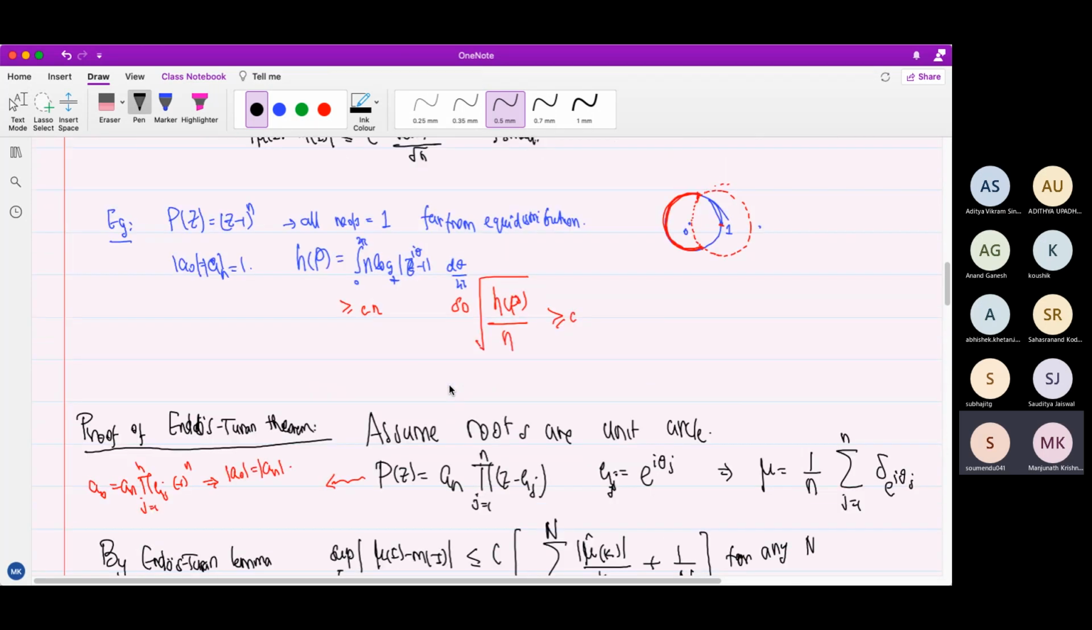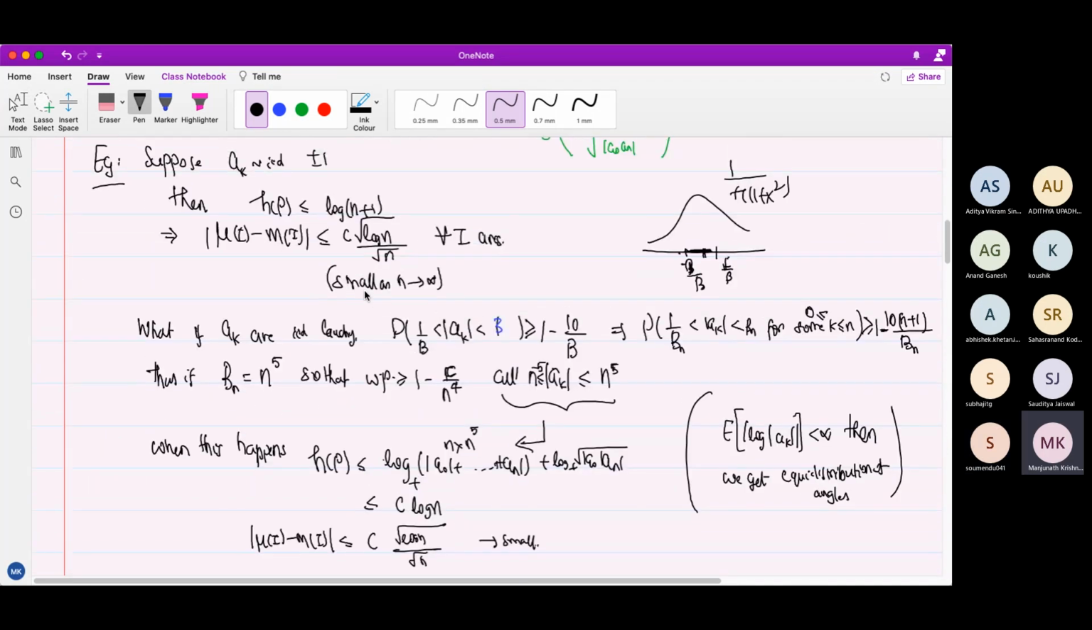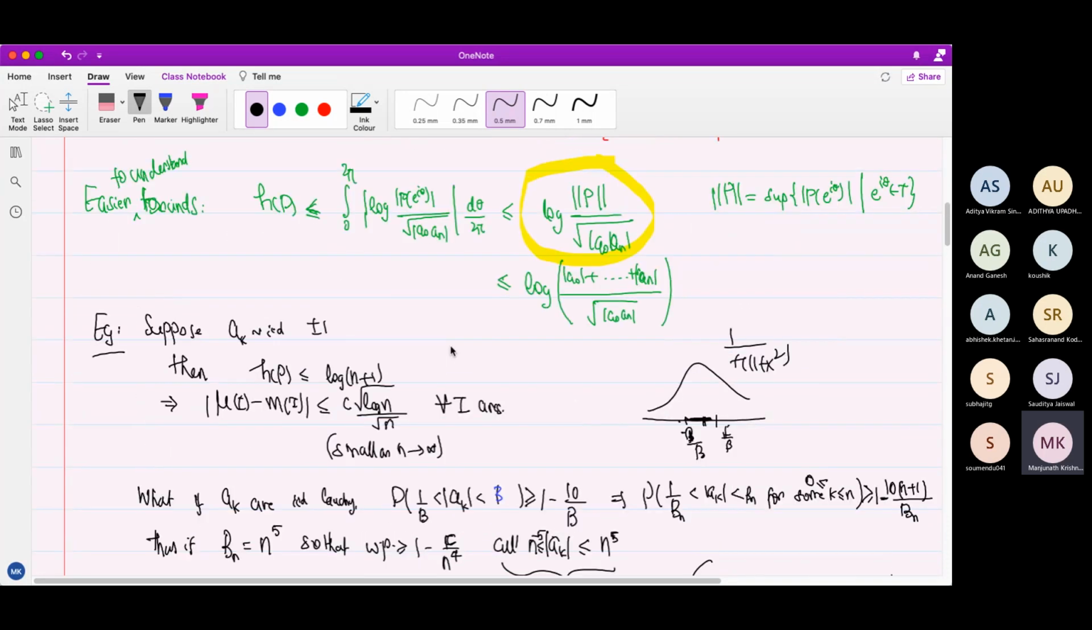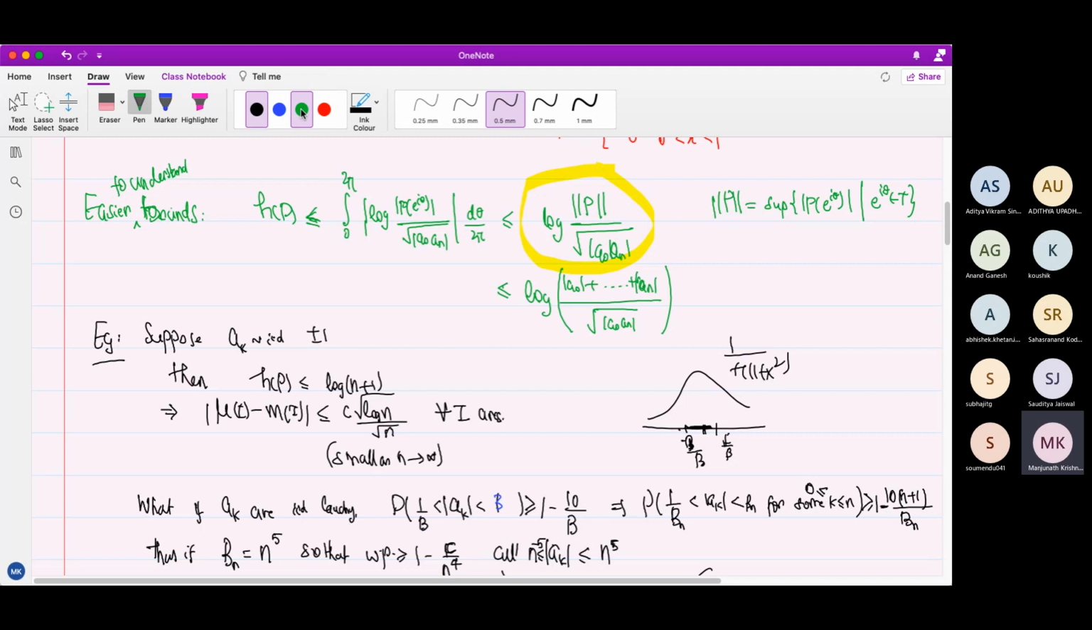So let me explain to others what Somendu is suggesting. So this is one way of measuring how close mu is to m. But there are other ways. A very common one, use this.